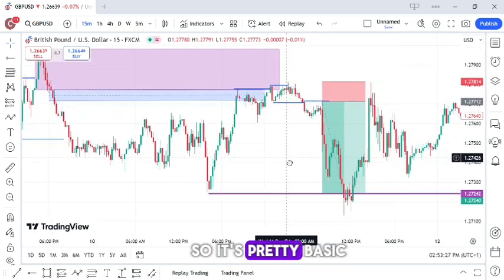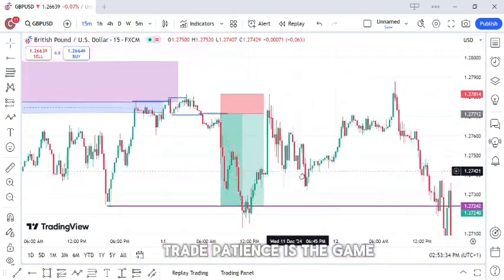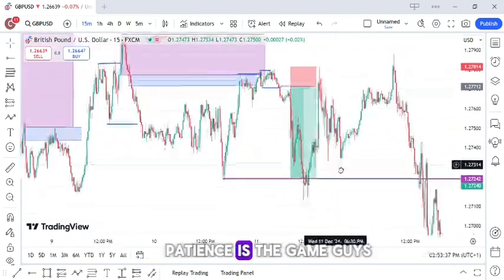So it's pretty basic. You just have to be patient and wait for your checklist. Make sure you confirm everything before you take this trade. Patience is the game, guys.